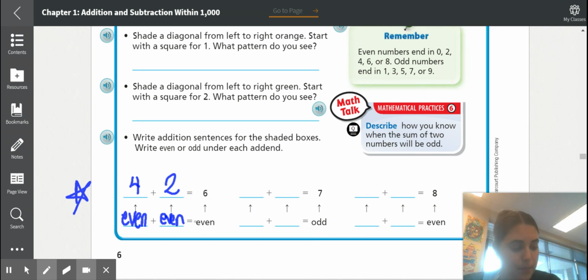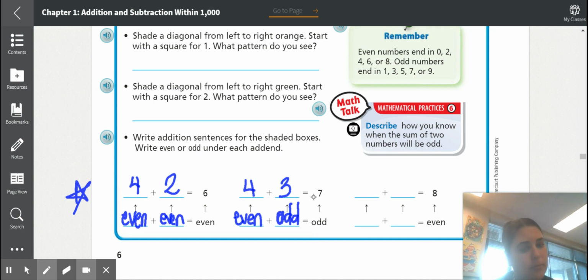Okay. Let's move on to this one. What two numbers can we add together to get 7? We could do 4 and 3. Well, 4 is an even number, and 3 is an odd number, and we get an odd number. Let's do one for number 8. We could do 5 and 3. 5 is an odd number, 3 is an odd number, and we get an even.